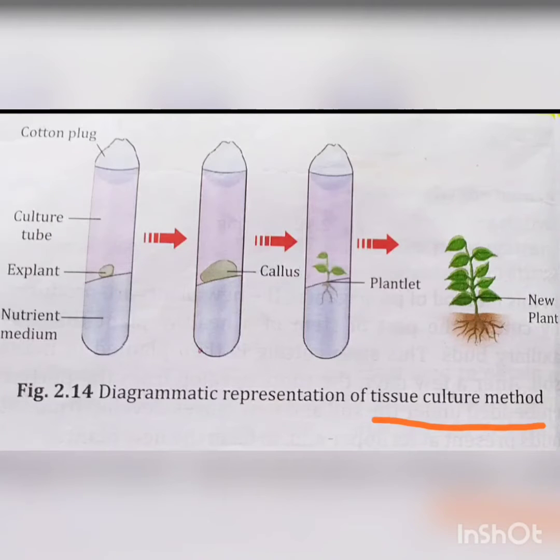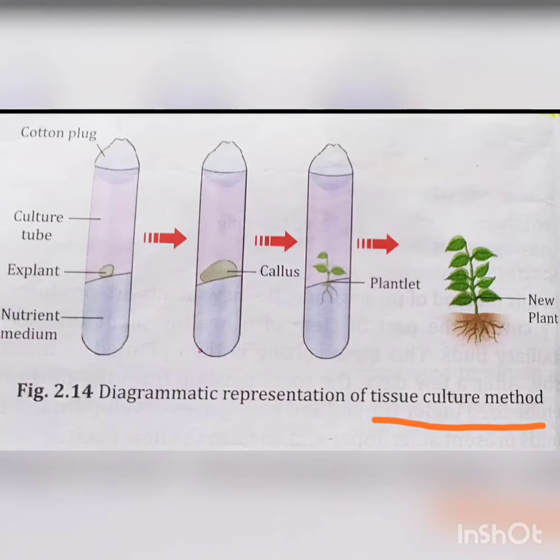Tissue culture is a technique of raising new plants from a small portion of plant tissue over a culture or any synthetic medium under sterilized conditions, that is, germ-free conditions are created. For plants, the synthetic medium plays a very important role as it contains various nutrients and plant hormones, that is, the chemicals that help in the growth of the plants.